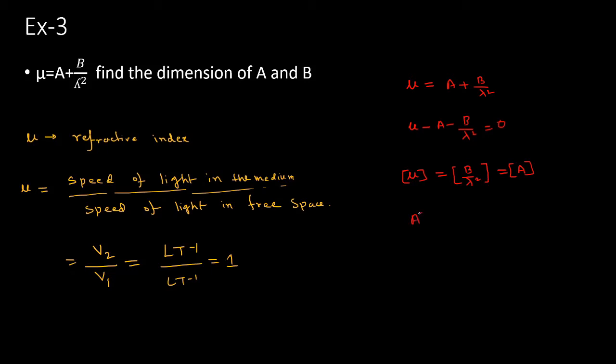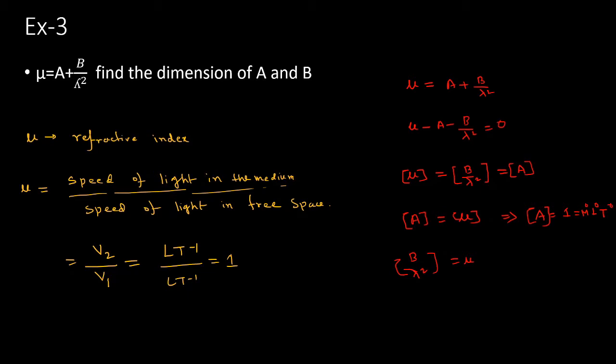So from this equation we can say one thing. Guys, what will be the dimension of a? The dimension of a will be the dimension of mu, and the dimension of b by lambda square equals the dimension of mu. We know the dimension of mu equals 1. So the dimension of a equals 1. So a is a dimensionless quantity, and we can write M to the power 0, L to the power 0 and T to the power 0. Is that clear to all of you?